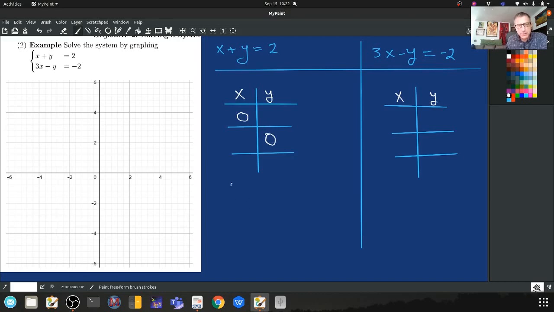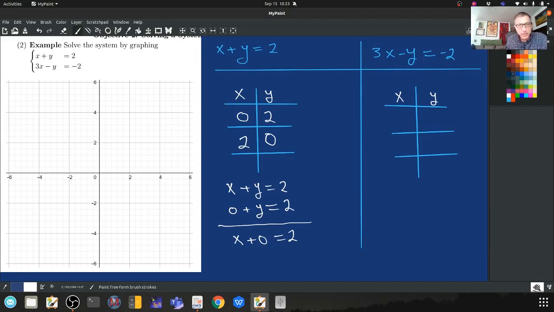And in this case, it's really easy to see x plus y is equal to 2. Well, when I plug in 0 for x, 0 plus y is 0, so that gives me y is equal to 2. And when I do the same thing, and I plug in 0 for y, x plus 0 is just x, so this gives me x is equal to 2. So right there are my 2 points.